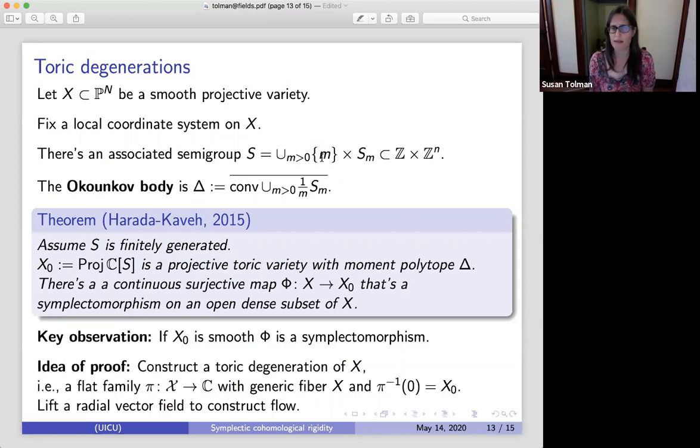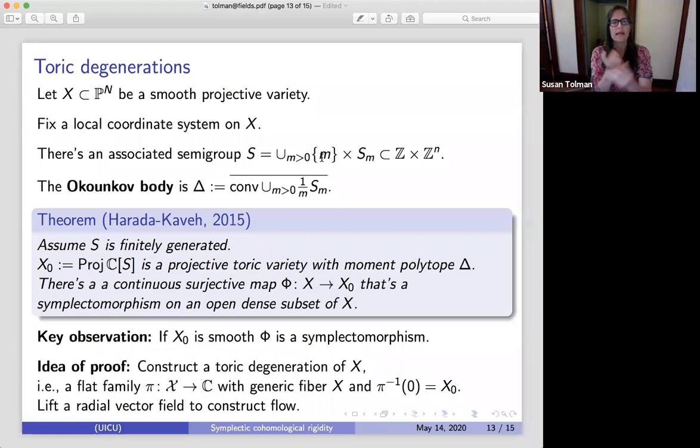And the main part of the theorem is there's a continuous surjective map phi from X to X naught, and it's a symplectomorphism on an open dense subset of X. So this is what their theorem tells us. And Jeremy was talking earlier about how this lets us have a torus action on an open dense set, and that's great. And like I said, usually X naught comes up kind of smushed and deformed.